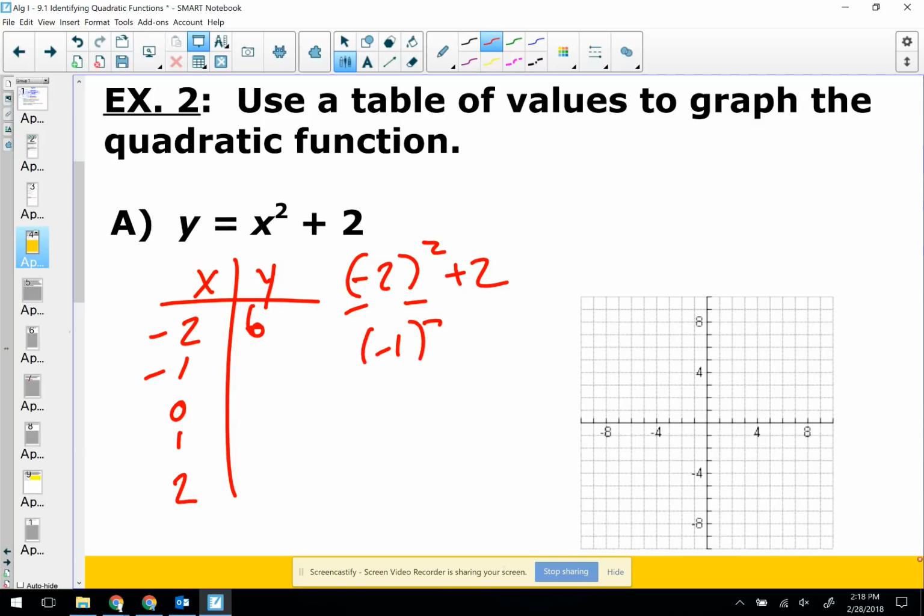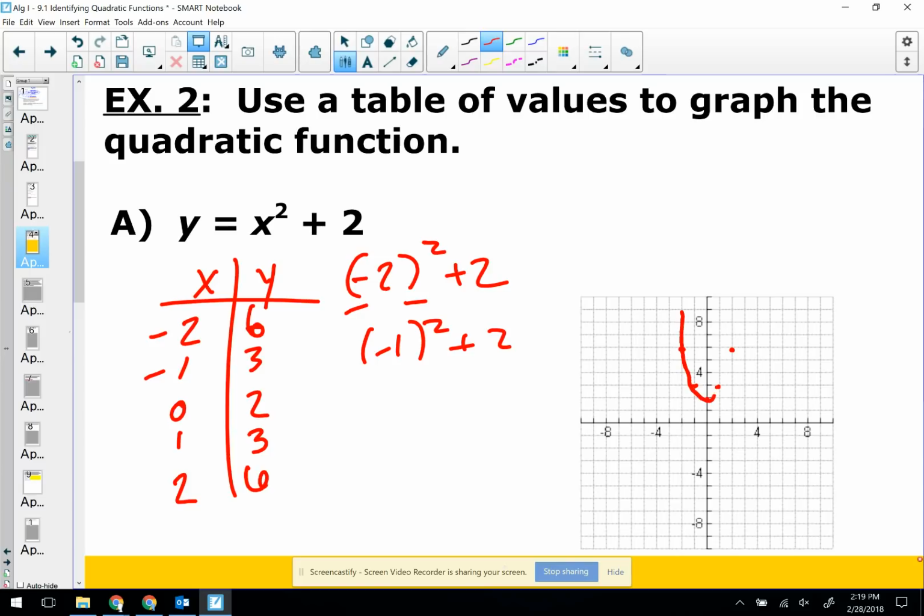So we have -1 squared plus 2. That gets me 1 plus 2 is 3. 0 is going to get me 0 plus 2 is 2. 1 squared is 1 plus 2 is 3. 2 squared is 4 plus 2 is 6. See the symmetry? -2, +6. -1, +3. 0, +2. 1, +3. 2, +6.